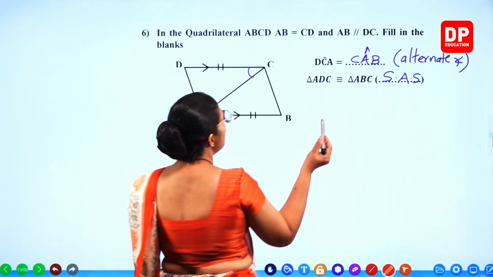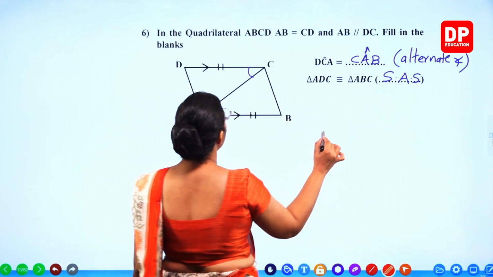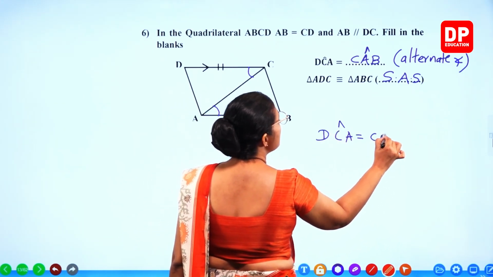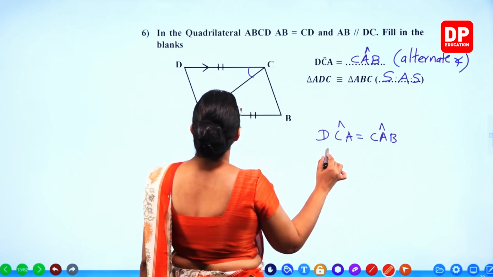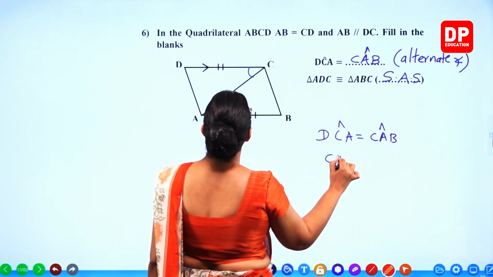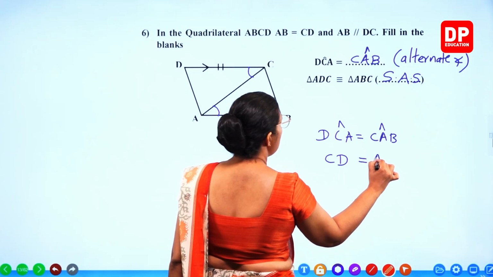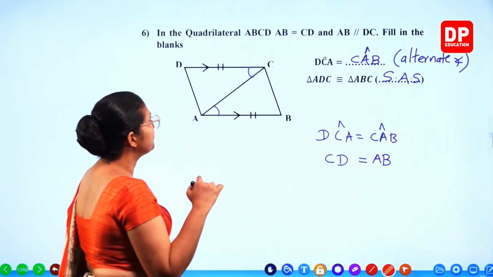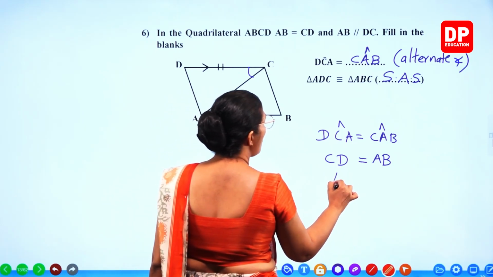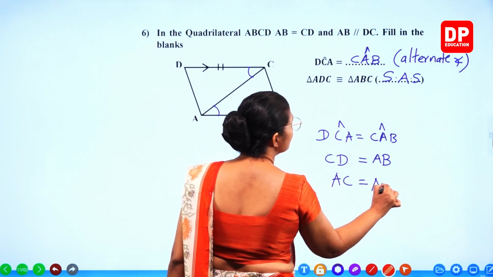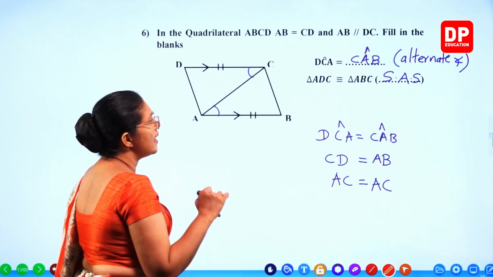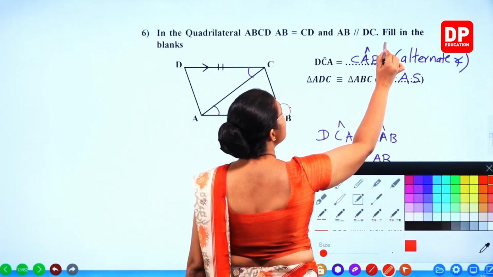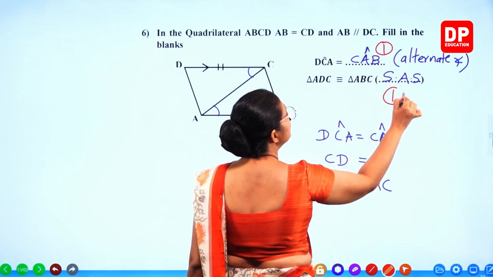If you are writing that down separately, you can write angle DCA is equal to angle CAB. Then CD equals AB, opposite sides of a parallelogram. And then AC is common. So SAS. So you get 2 marks, 1 for each blank.